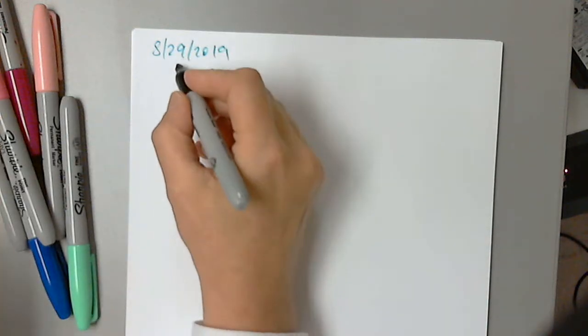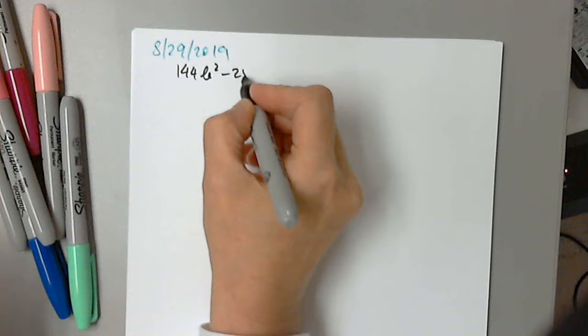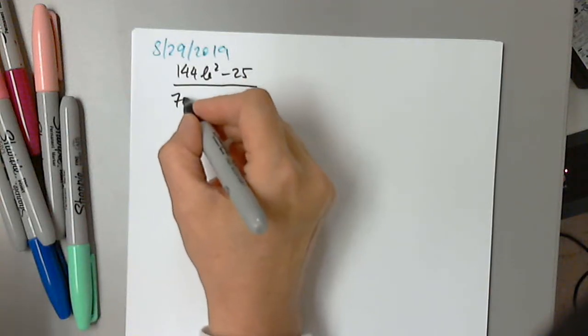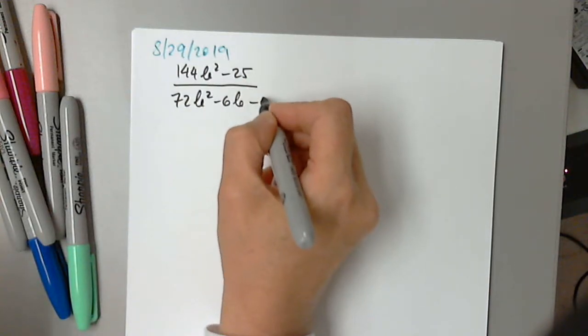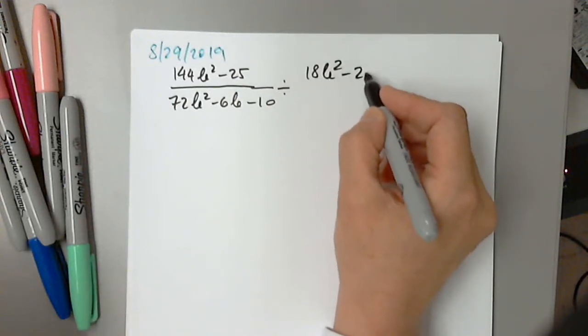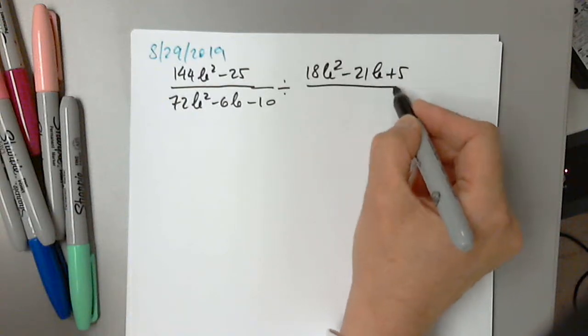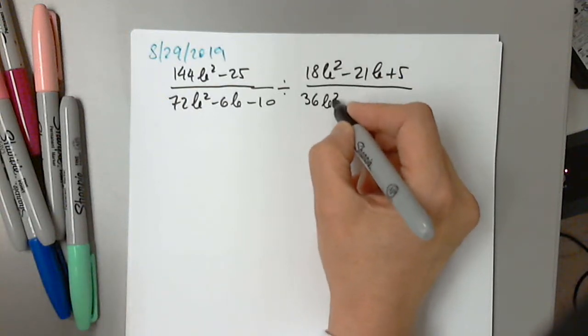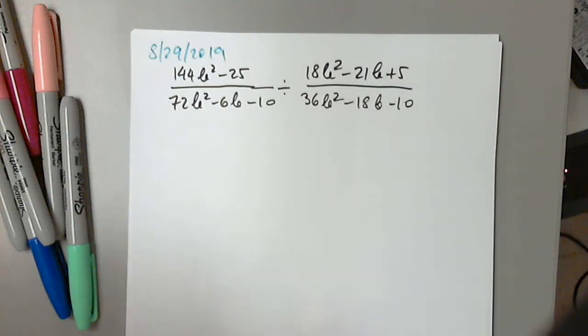Problem 29. We want to look at a division. So this is a division: 144b squared minus 25 everything over 72b squared minus 6b minus 10, and divided by 18b squared minus 21b plus 5 over 36b squared minus 18b minus 10. Is this the problem? Okay, perfect. So this is our first question, and we're asked to fully simplify this division of two rational expressions.